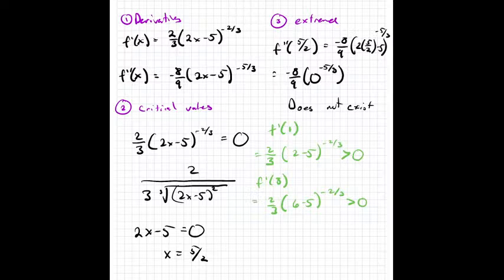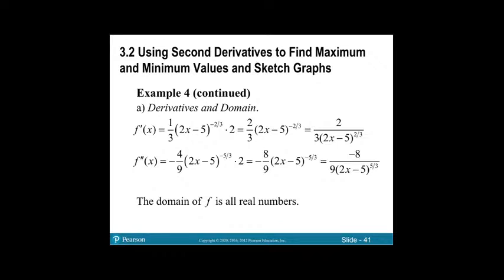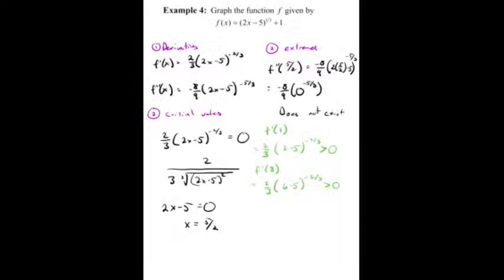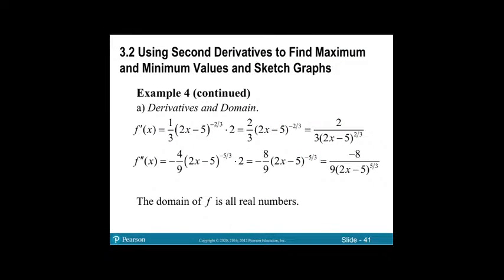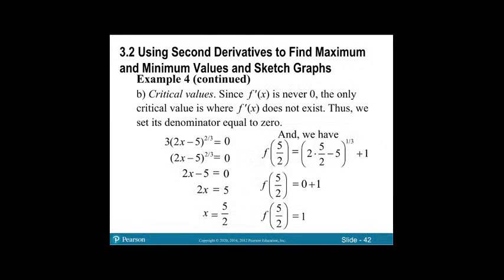Let me go paper. Let's see what's going on. So the first derivative, I think we got this, right? The second derivative, I think we got this as well. Negative 8/9, (2x minus 5) to the negative 5/3. Okay. The domain is all reals. So since this is never 0, the only critical value is where this doesn't exist. This is what we got.